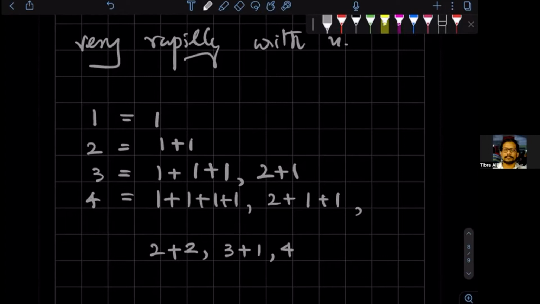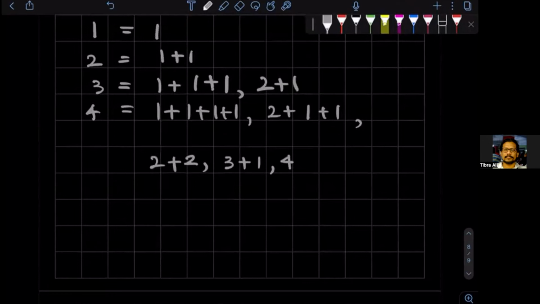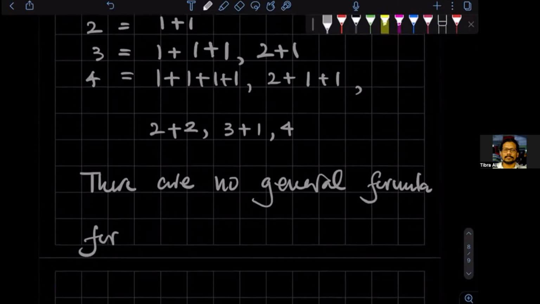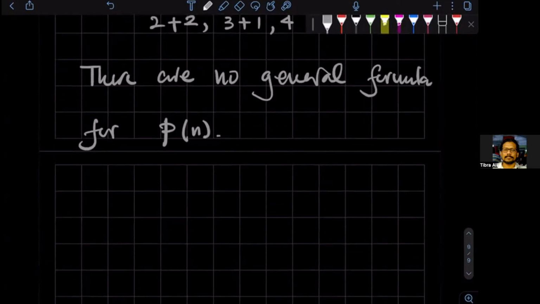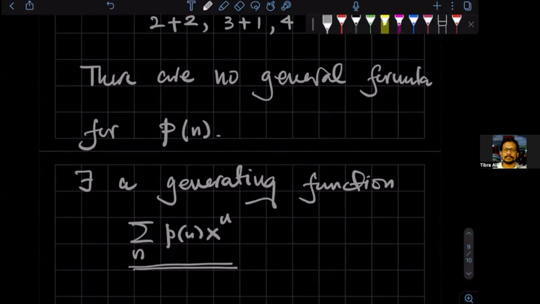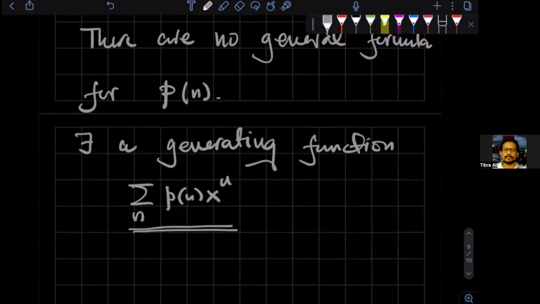So the interesting thing is that there is no general formula for P(n), the number of partitions, right? So this is not known. What is known is that there exists a generating function. So there is some function, and that function has the form of the sum over n of P(n) x to the power n, and you can calculate P(n) sort of like brute force from that, and that was derived by Euler.